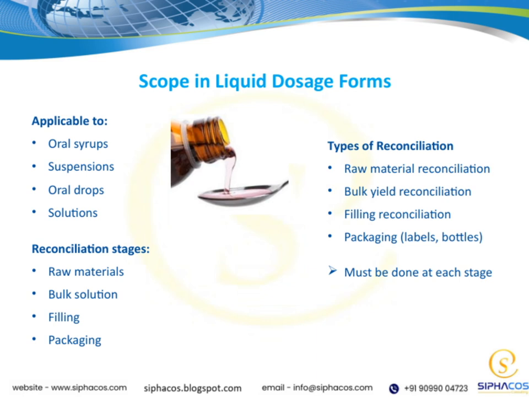The stages we focus on are raw materials, bulk solution, filling, and packaging. By thoroughly reconciling at each of these points, we maintain quality, accuracy, and consistency throughout the entire manufacturing process. This systematic approach helps us ensure the final product meets all quality standards and regulatory requirements.